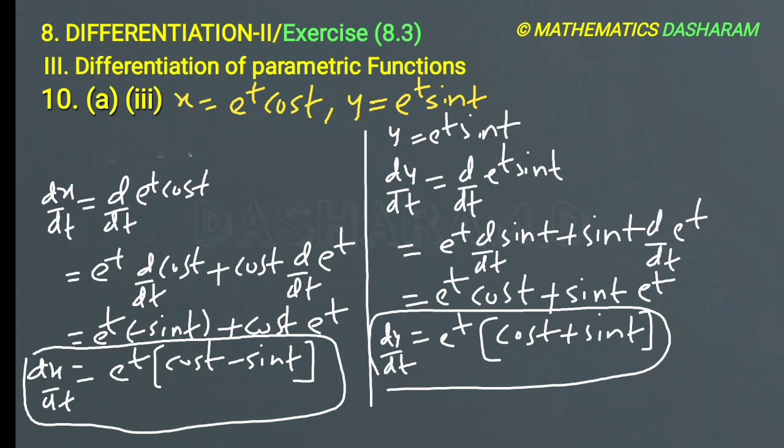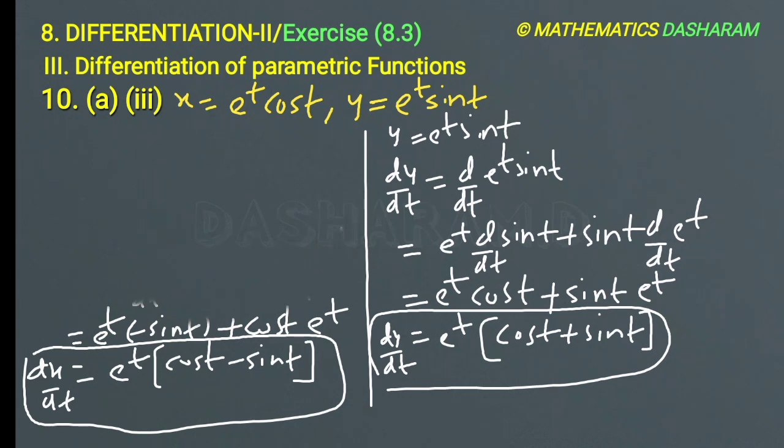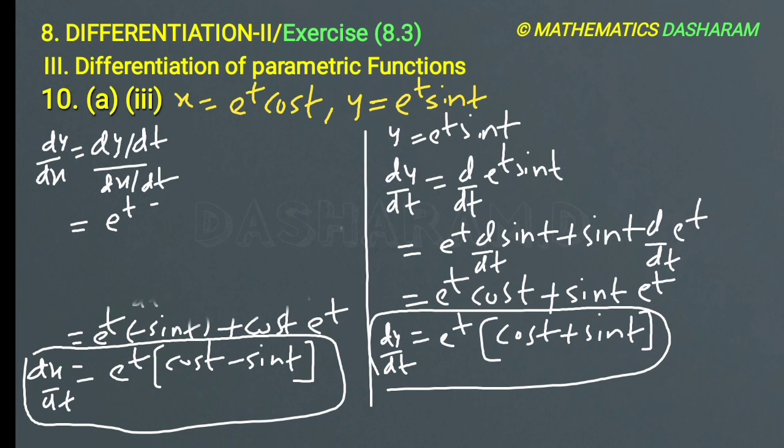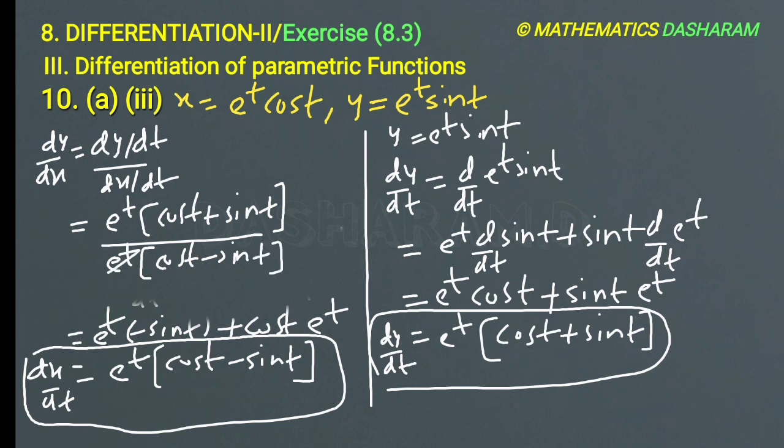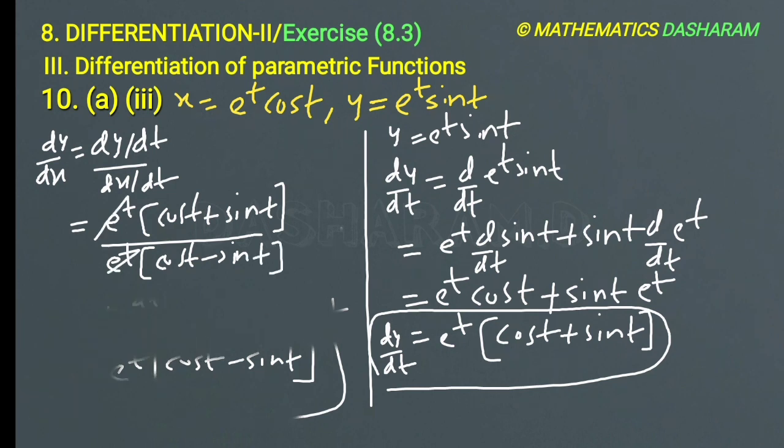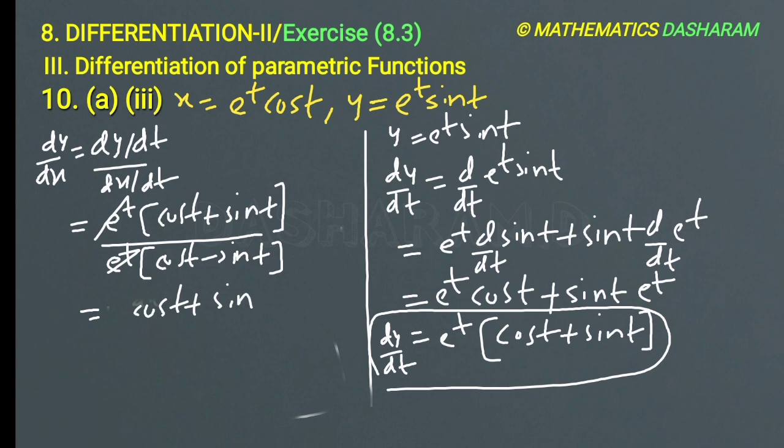Let us find our required answer, that is dy by dx. So dy by dt all divided by dx by dt. dy by dt is e power t into cos t plus sin t, all divided by e power t bracket of cos t minus sin t. Here both are cancelled. So it is equal to cos t plus sin t divided by cos t minus sin t. So this is dy by dx.